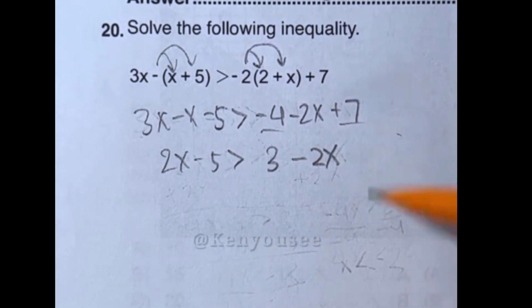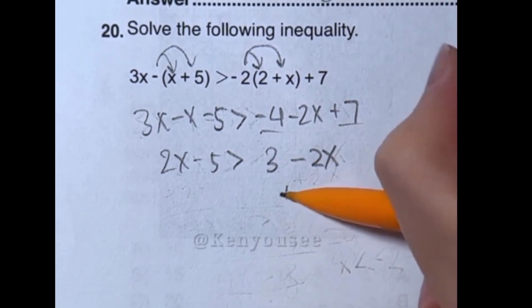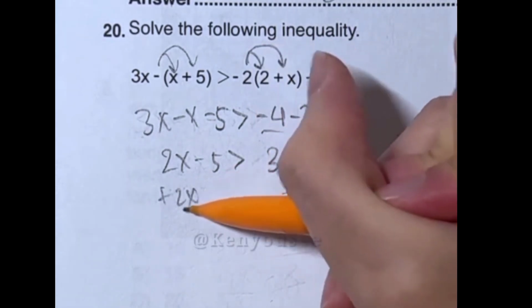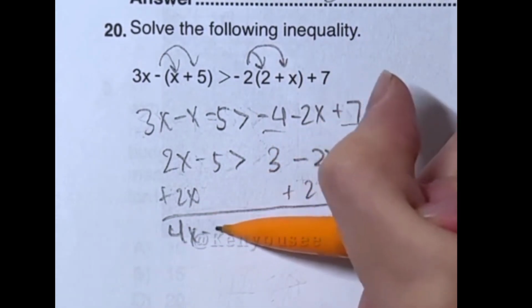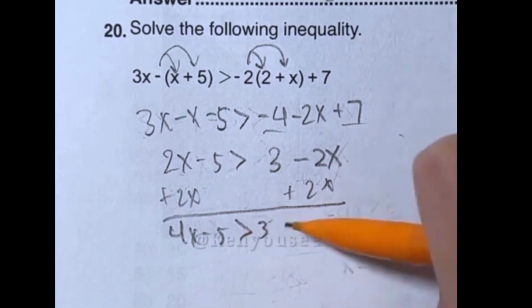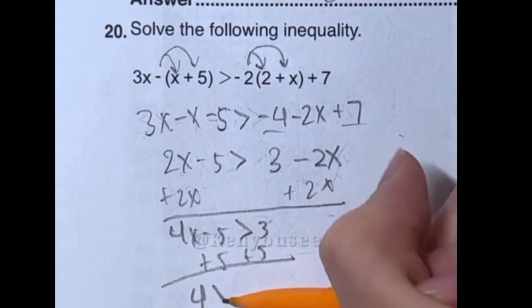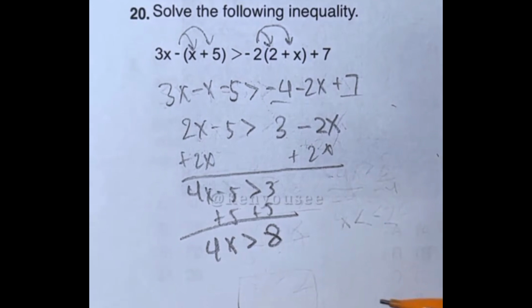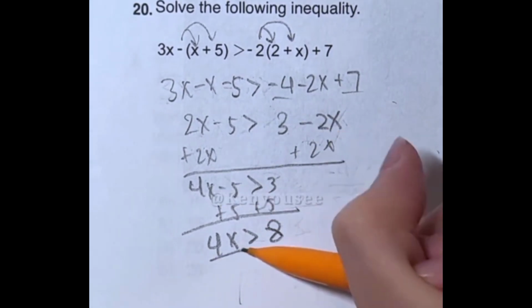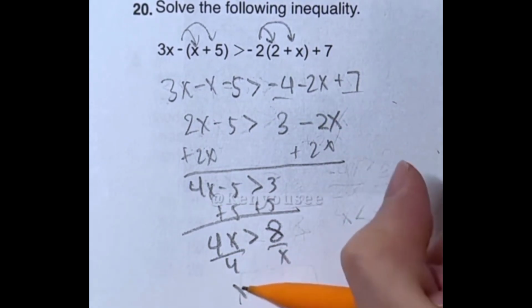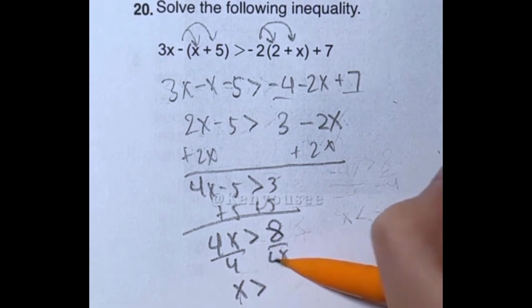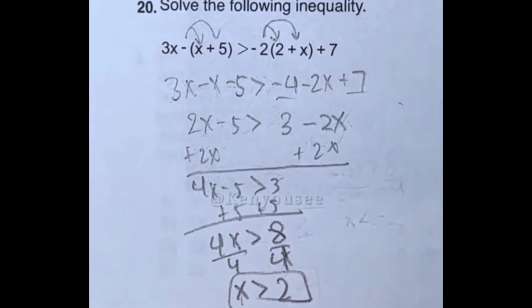Now we want the variables all onto one side. So I'm going to add 2x on both sides. That's going to give me 4x minus 5 is greater than 3. We got to move 5 to the other side, so we add 5 on both sides. That's going to give us 4x is greater than 8. And to get x alone, we're going to have to divide both sides by 4. That's going to give us x is greater than 2. And that is the answer.